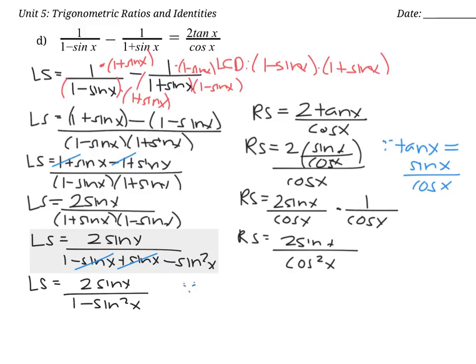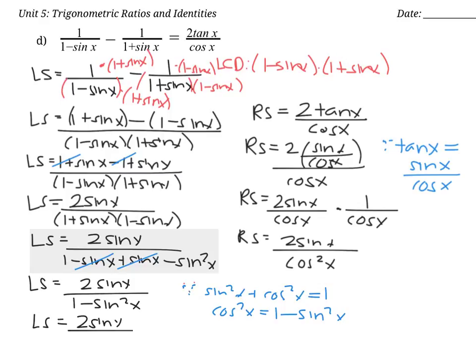So since sine squared x plus cos squared x is equal to 1, now isolate for cos squared x. That implies that cos squared x is the same as 1 minus sine squared x, which means that we can replace 1 minus sine squared x with cos squared x. So because of this, we can change our left side to 2 sine x all over cos squared x. And now our left side is equal to our right side, and we are done.